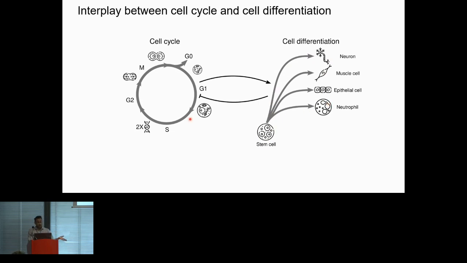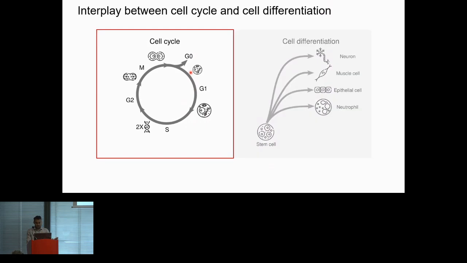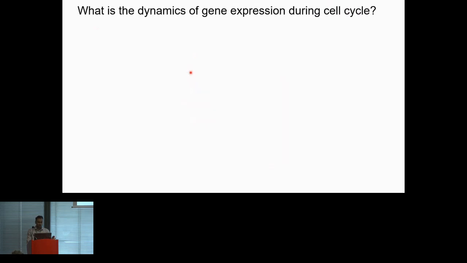And on the other hand, in order to activate a differentiation program, you need to be cycling, and specifically in G1 phase. So there's this interplay, a dynamical interplay between these two processes, and this is one of the main research axes in our lab. Today, I'm just going to focus on the cell cycle bit, okay? And particularly, I'm going to talk about the gene expression dynamics during cell cycle.